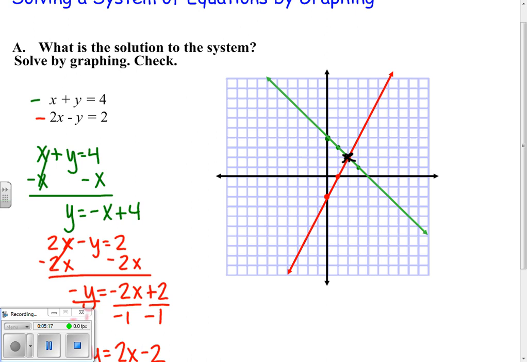Because the directions say what is the solution or solve, I'm looking for an ordered pair. That ordered pair is (2, 2). x is 2 and y is 2. So my answer is (2, 2). It does say you can check. That just means putting that x value of 2 and y value of 2 into both the equations, and you should find that they are true.